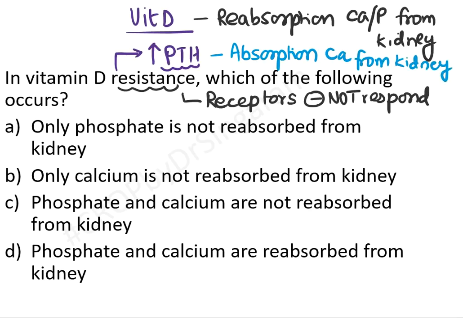It will not absorb the phosphorus from the kidney. In fact, phosphorus will be lost from the kidney only, but calcium will get absorbed from the kidney under the influence of PTH. Now tell me the answer for this question. In vitamin D resistance, what is going to happen? Yes. Only phosphate is not reabsorbed from the kidney. Calcium will be reabsorbed under the influence of PTH. Very simple. So the answer for this question is option A. Let's move on to the next question.